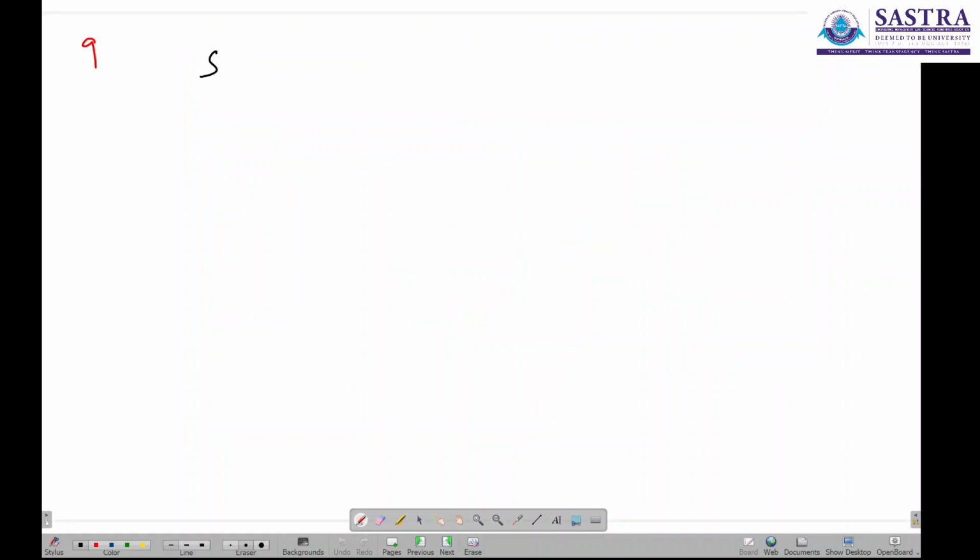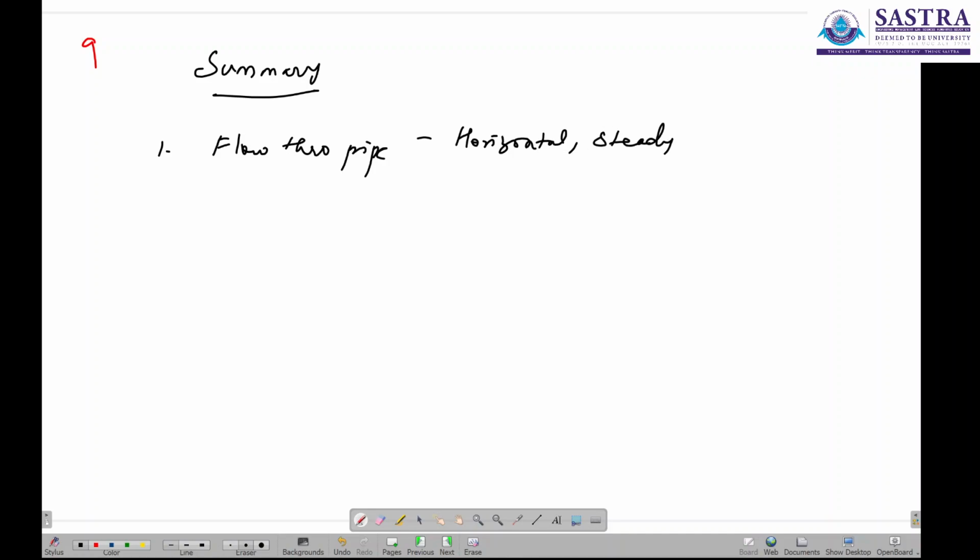So that's the summary of this learning capsule. We considered a flow through a pipe. Now what are the assumptions under which we considered it? We said it is horizontal, steady, constant density, and Newtonian fluid. We didn't yet make use of this. We have actually made use of the horizontal, steady, and constant density assumptions, but we will eventually make use of the Newtonian assumption also in the subsequent learning capsule.